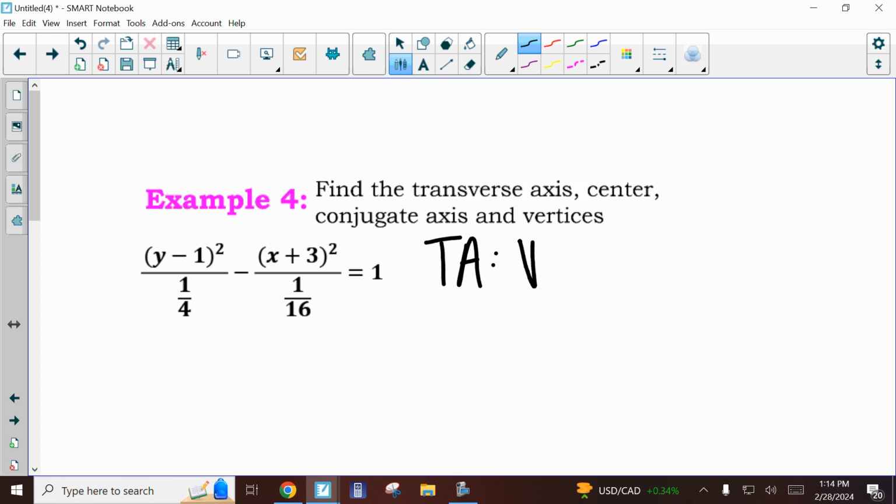Did you guys all get that it's vertical? Yeah. Perfect. So vertical means the shape's going to look like that.